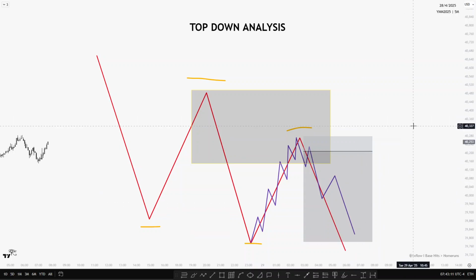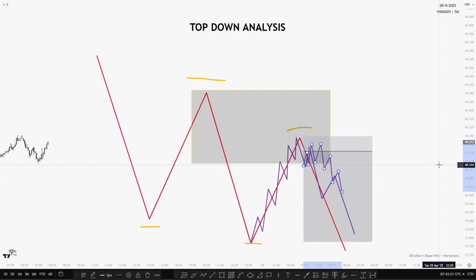Now you can look for the same exact things as well. So let's say you get this 15-minute break of structure to the downside. Your 5-minute will do the same exact thing it just did on the hourly, break structure to the downside, and then you have an even more increased R&R available because of that. So top-down analysis is very, very important to figuring that out.